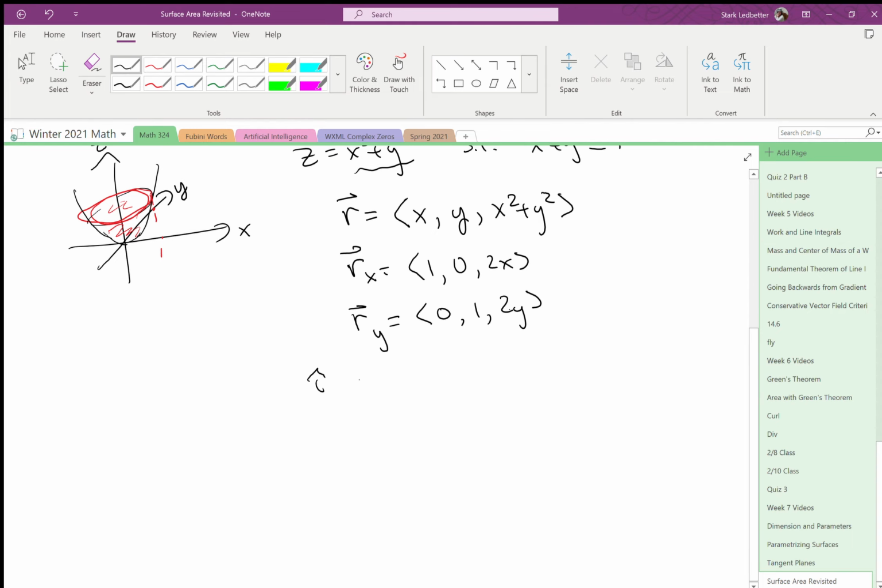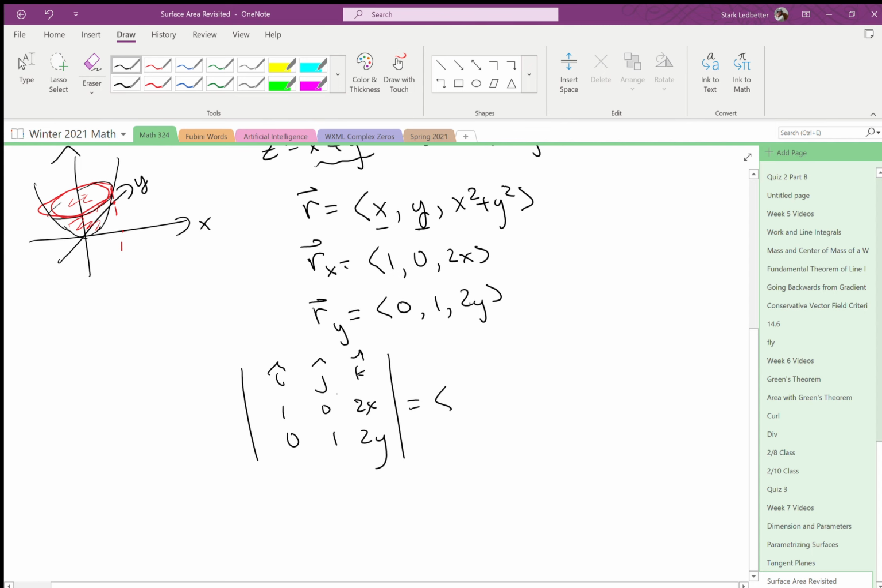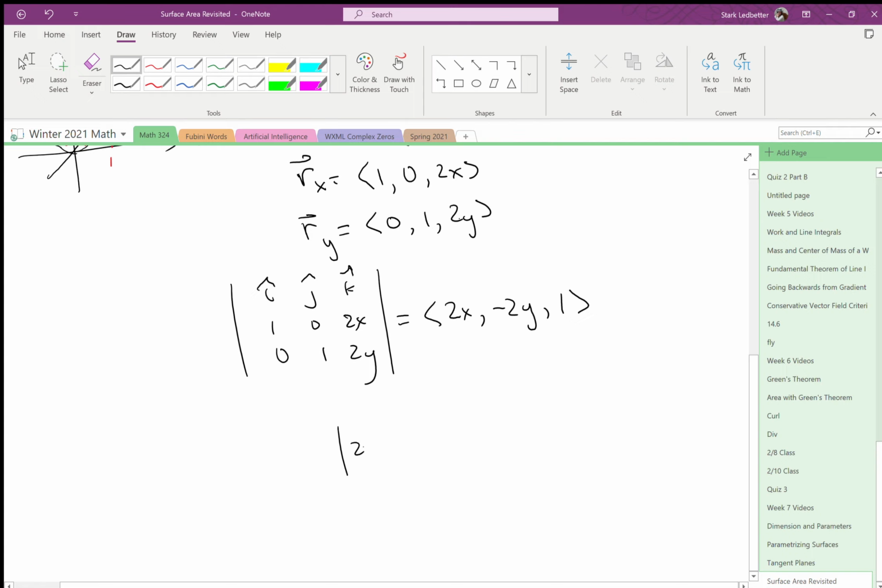So let's write that down. Here's the cross product: 1, 0, 2x, and 0, 1, 2y. Because x and y are the parameters, this 1, 0 and 0, 1 will always be here. Remember that, we'll come back to that. Let's quickly calculate that. That's 2x, negative 2y, 1. Okay, so if we want the magnitude of that, that's going to be the root of 4x squared plus 4y squared plus 1.